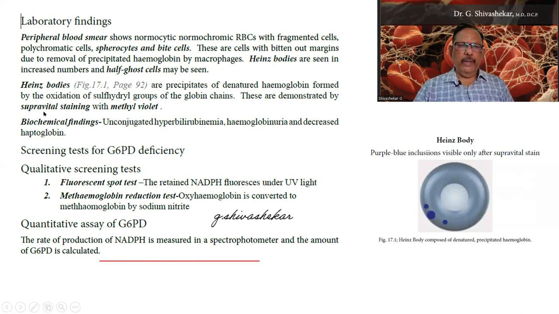It is diagnosed by means of a supravital staining with methyl violet. Supravital means in a live cell. Unconjugated hyperbilirubinemia is present. Other tests can be the fluorescent spot test and the methemoglobin reduction test. Also, an assay of the G6PD can be done. These are all the methods of diagnosis.